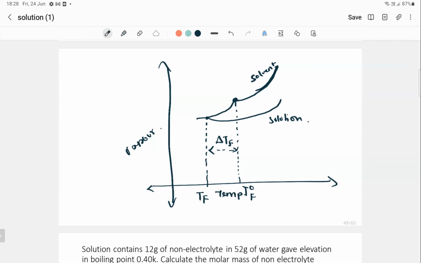Latent heat of vaporization, at one point what happens? Your solid will be getting converted into liquid. So at that point, not all of your solid will be completely converted into liquid.